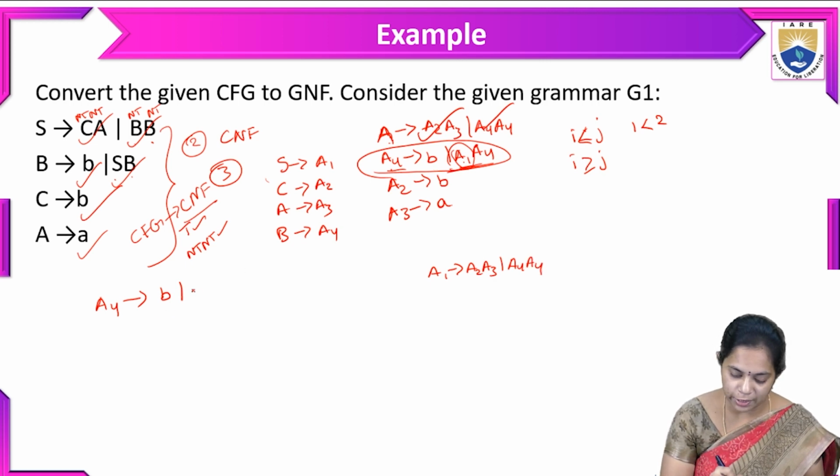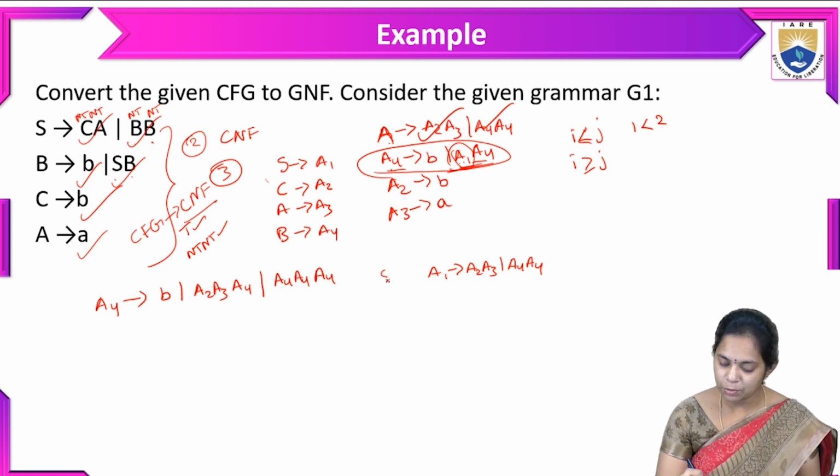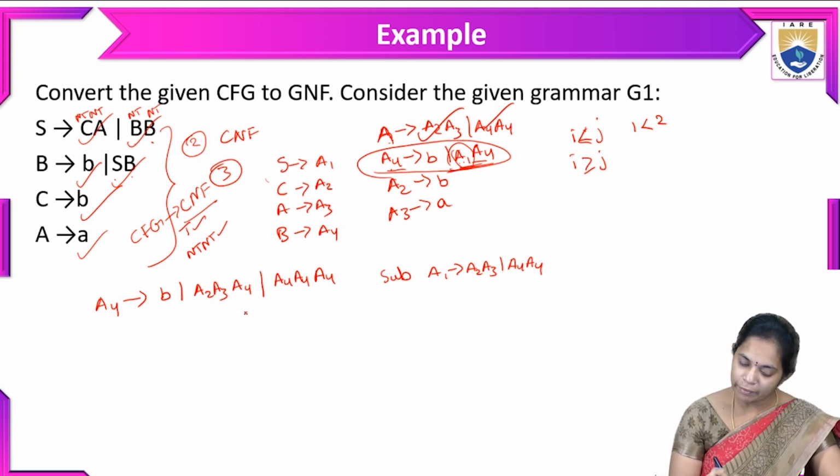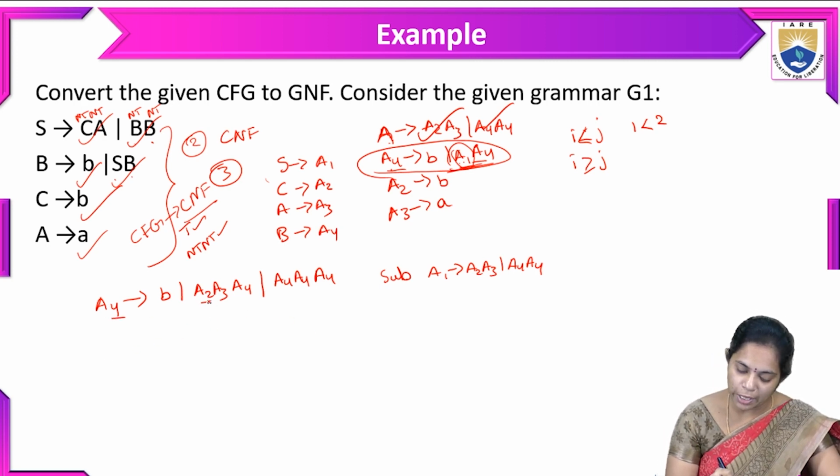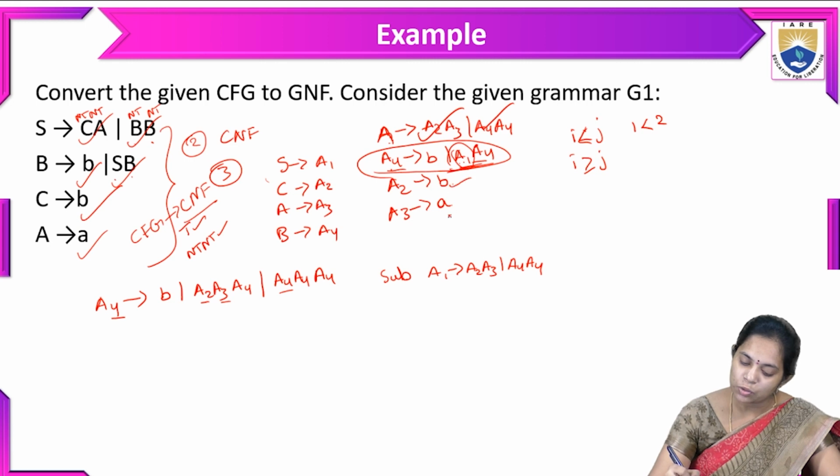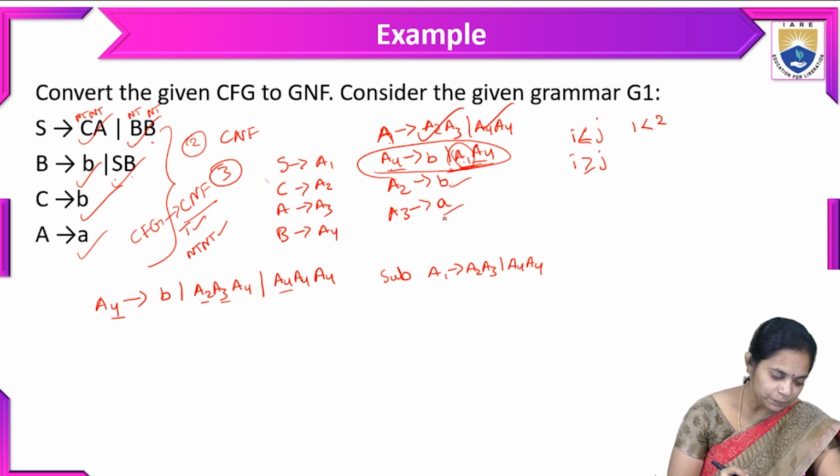So here B is already there. Instead of A1, we will substitute these two production rules, A2, A3, and we also have A4, and next A4, A4, and also we have A4. This is the substitution, and we have A4 tends to A2, A3, and A4. A4 is there, and A2 tends to B, and A3 tends to A. We will leave it like that only.